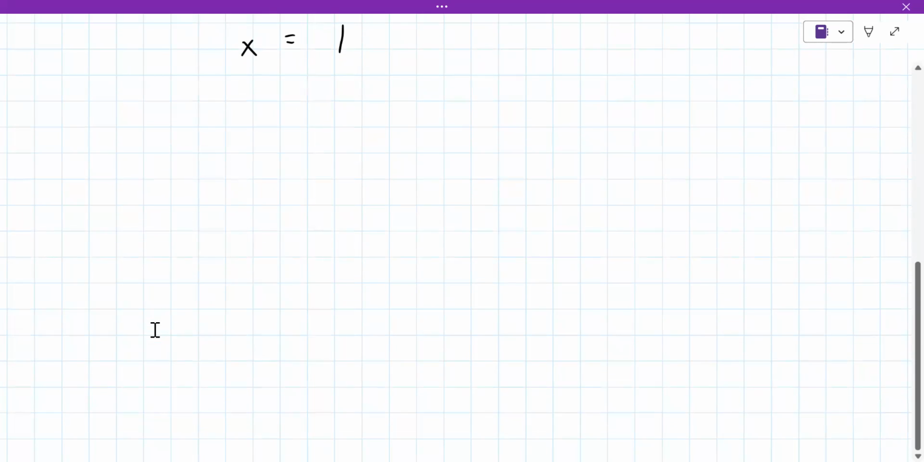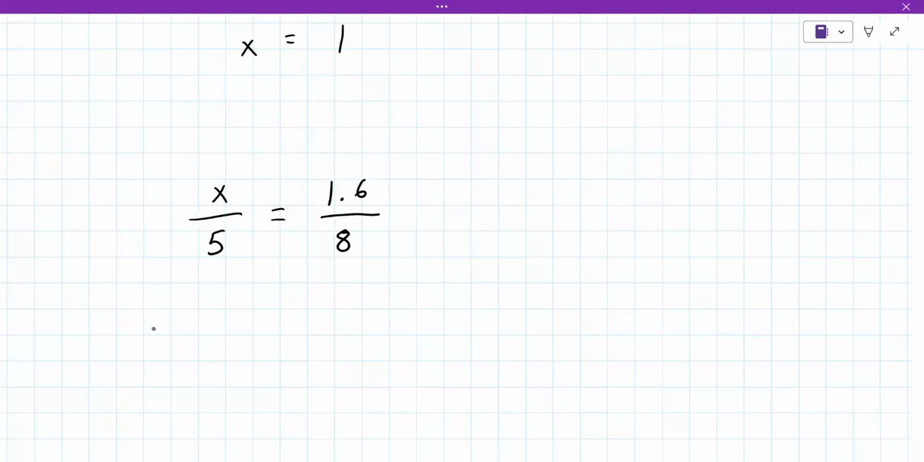Next problem here. x over 5 equals 1.6 over 8. Cross multiplying, 8x equals 1.6 times 5. So to multiply 5 times 1.6.